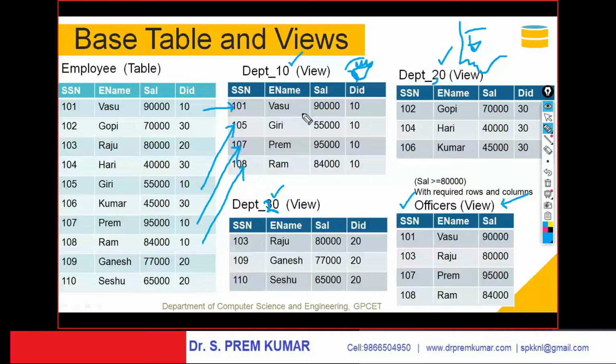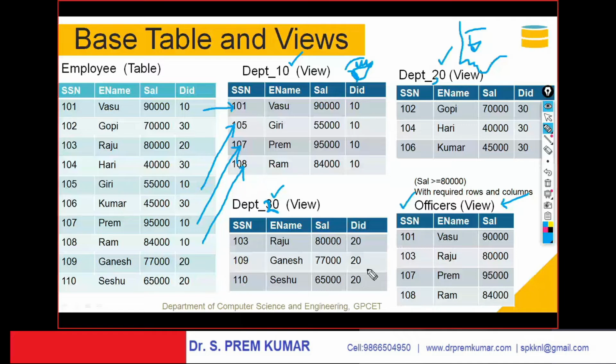Only the required rows of department 10 are visualized. Only the required rows of department 30 are visualized. Only the required rows of department 20 are visualized. The required rows are visualized. Similarly, only the required columns can be visualized.